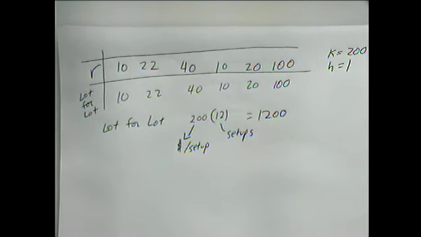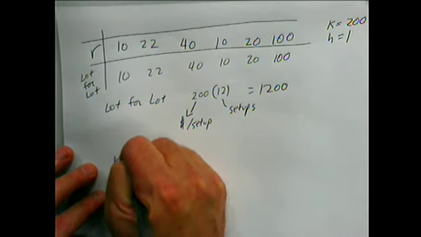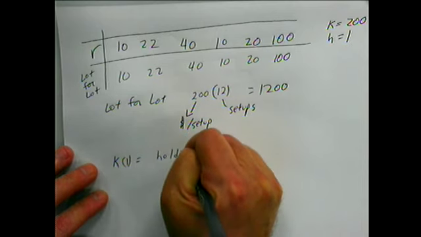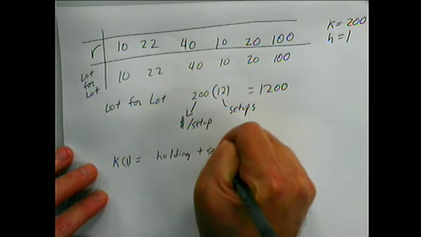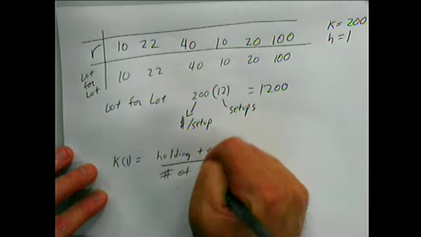Now, let's solve it with Silver-Meal. That's trying to minimize the average cost per period of holding and setup divided by the number of periods, and do that till it increases. So let's compute that cost, which is holding plus setup over number of periods.